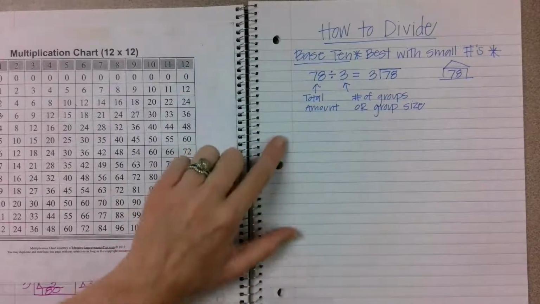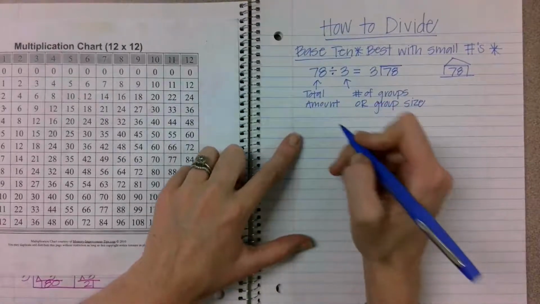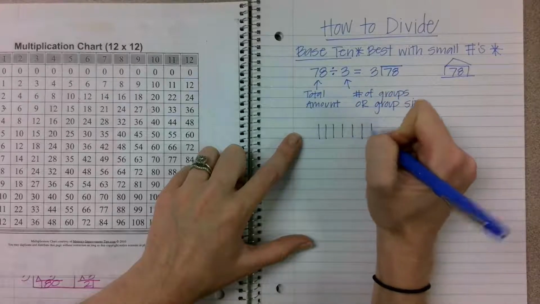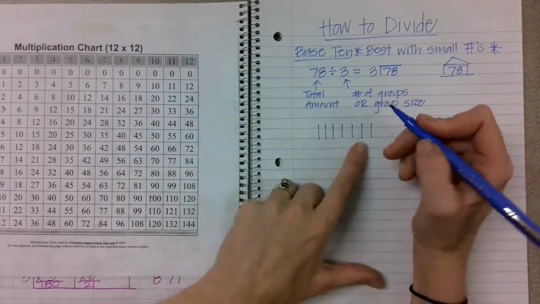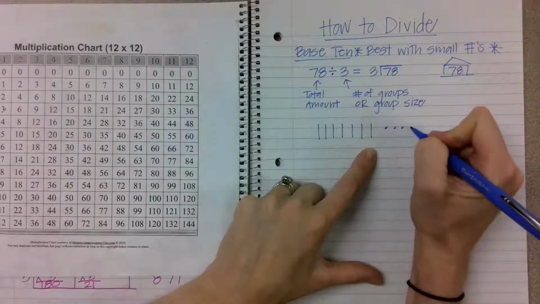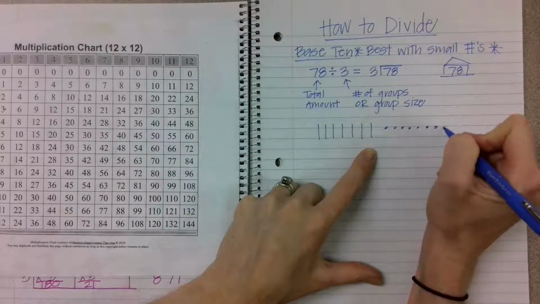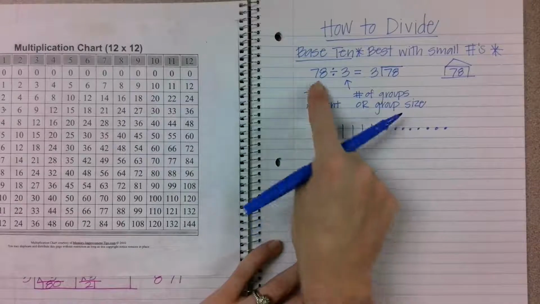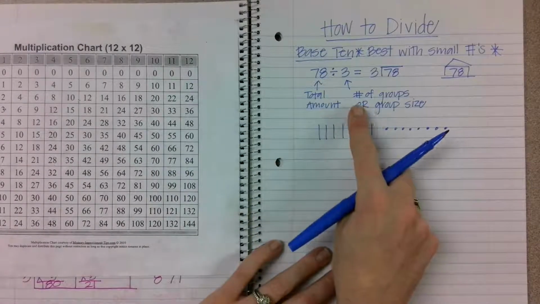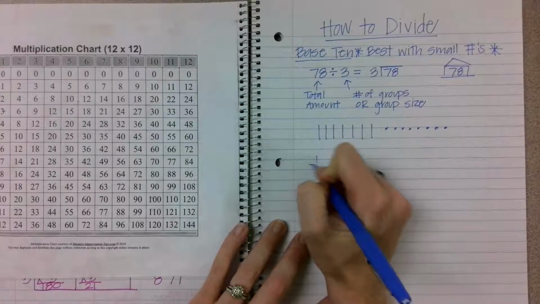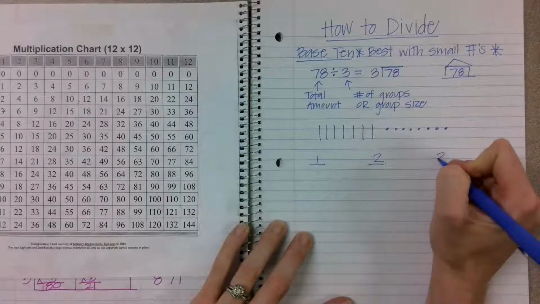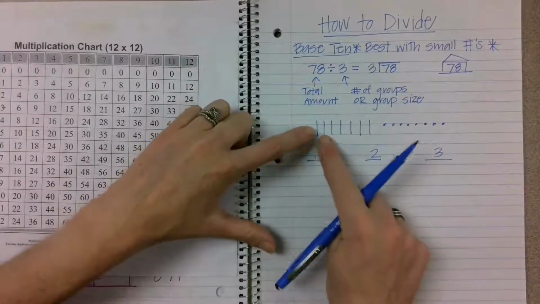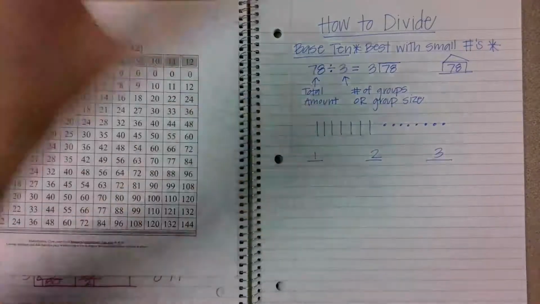So, how I would do this is I would first draw my total amount. So 1, 2, 3, 4, 5, 6, 7. That's 7 tens. And then 1, 2, 3, 4, 5, 6, 7, 8. So I have drawn out 78 in base tens. Now it says number of groups or group size, so I'm going to put 1, 2, 3. Okay, so I need to say, do I have enough tens to pass out 1 to each?